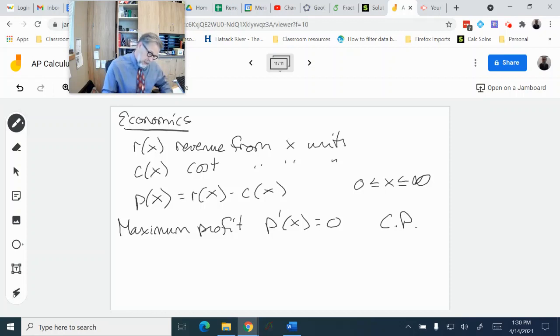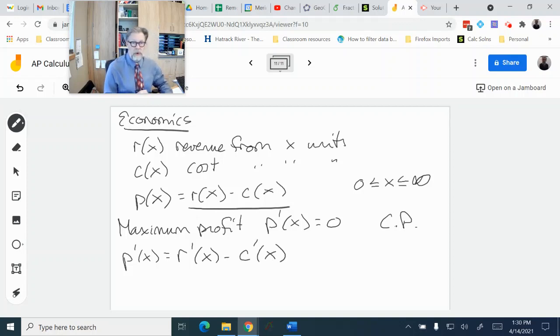So let's think about the derivative of profit. Well, P prime of X equals, well, since P of X equals R of X minus C of X, we can conclude that using the difference rule, the derivative of profit is equal to the derivative of revenue minus the derivative of cost. And if I set that equal to 0, we discover that the maximum profit will occur when these two quantities are equal. So let's talk about these quantities.